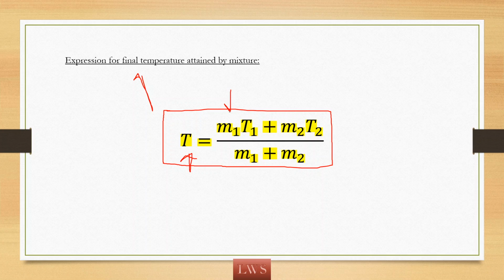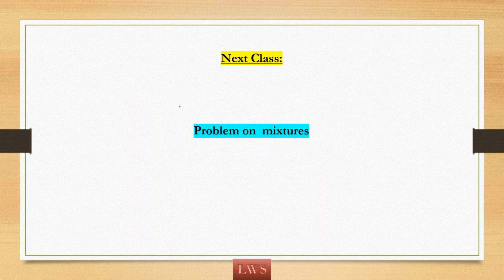Here M1 is mass of body A, T1 is temperature of body A, M2 is mass of body B, T2 is temperature of body B. And what we need to remember, this formula holds good only when the hotter body and the colder body are of the same material. If those are different, we cannot apply this formula. In our next class, we'll see an example on the formula we derived. Okay?